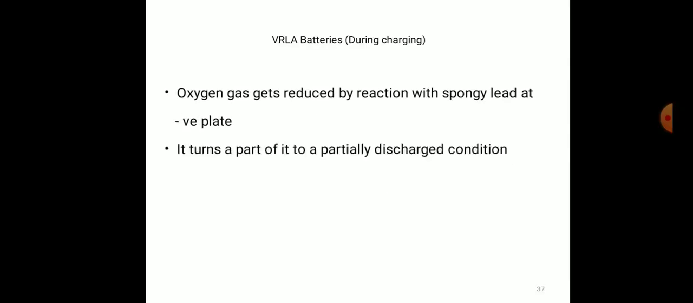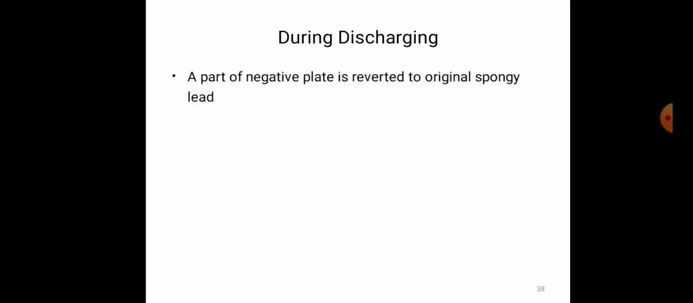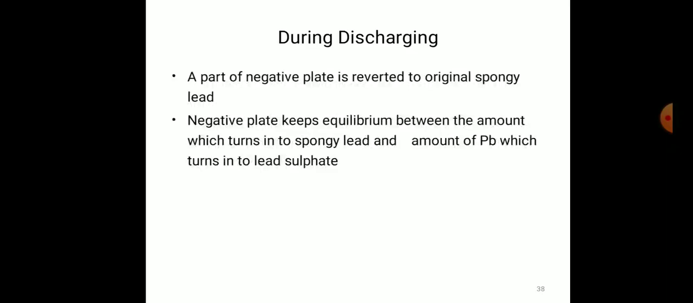Oxygen gas gets reduced by reaction with spongy lead at the negative plate. It turns a part of it to a partial discharge condition, effectively suppressing the H2 evolution at the negative plate. This is known as the oxygen recombination principle. Oxygen is recombined here. A part of the negative plate is reverted to original spongy lead.